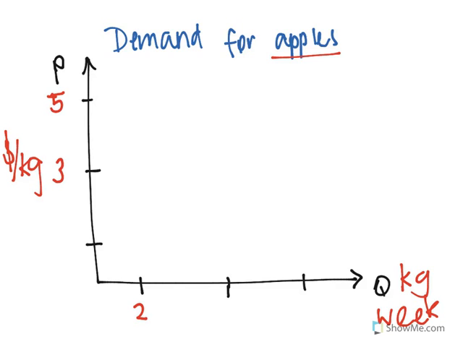But if you lower the price down to $3 a kilo, consumers would be happier to purchase more, and they purchase 4 kilos of apples a week. And when you lower that price to $1, consumers would purchase 6 kilos a week. And when you join these dots up, you get your demand curve looking like this. So let's keep that in mind for now and move on to supply.